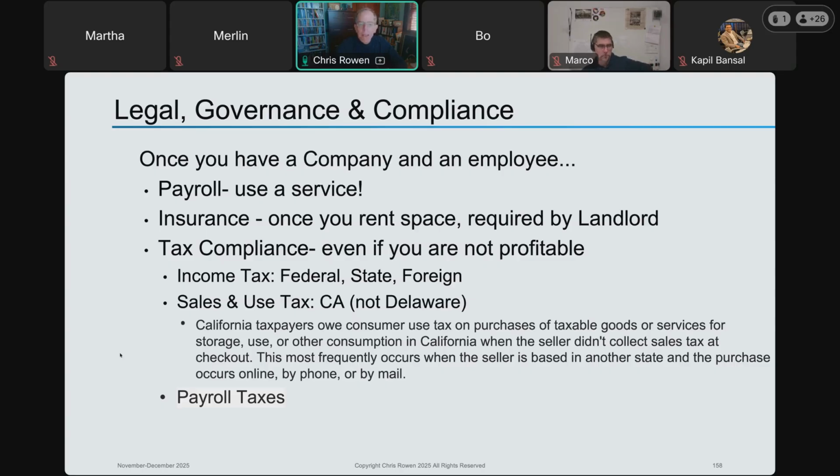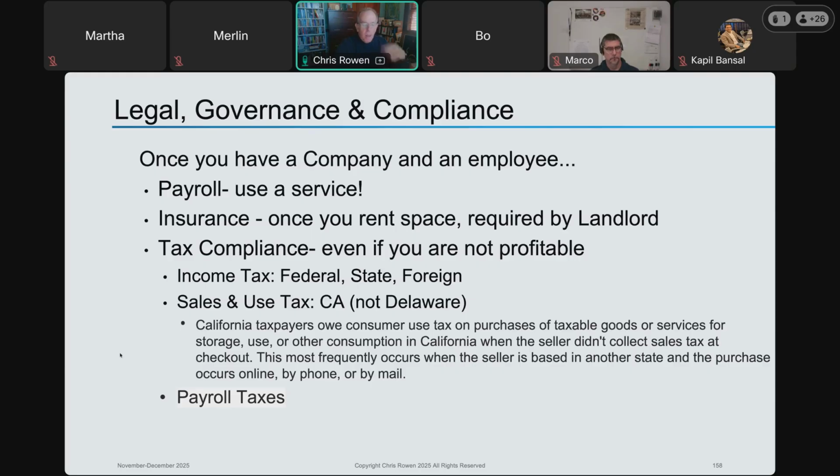It really makes sense to use a payroll service. Yes, you could do this by hand, and yes, QuickBooks will help you do this, but using a service for payroll at a minimum makes a lot of sense so that you're not writing a whole bunch of checks every 2 weeks.